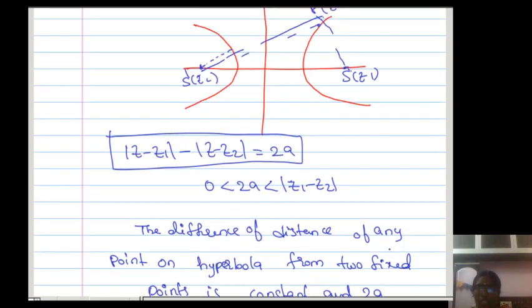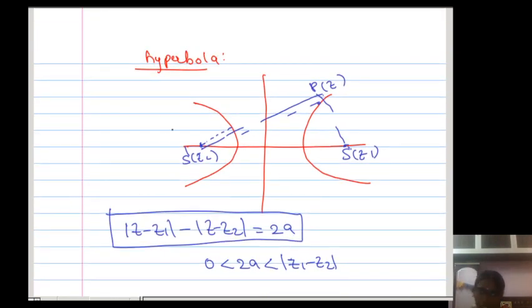What is the meaning here? The locus of the points satisfying the condition is that the difference of the distances from the two fixed points Z1 and Z2 should be equal to 2a. To satisfy this condition we take Z, and the locus of that Z represents a hyperbola. Geometrically, what conditions does it satisfy? If it represents an ellipse, what property is satisfied?